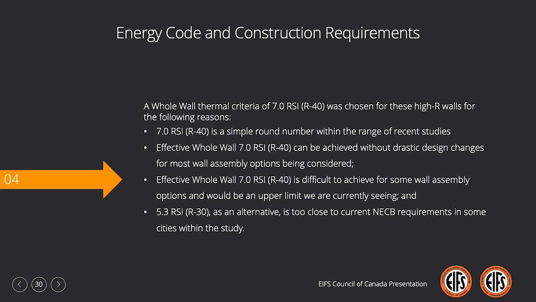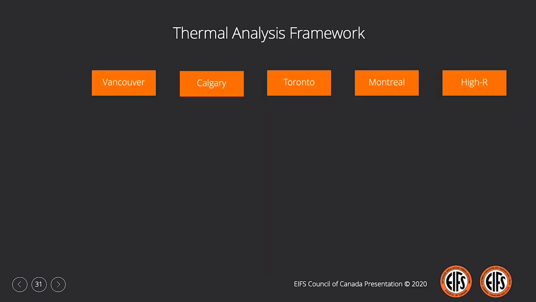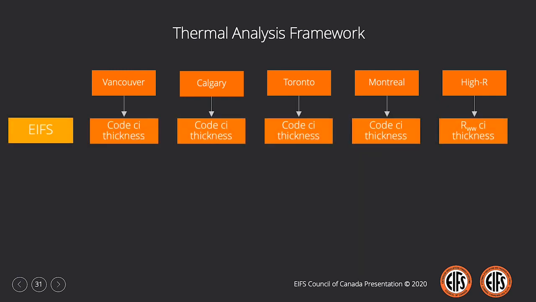So wrapping things up now in this segment of the video series, we have our 4 locations, Vancouver, Calgary, Toronto, and Montreal, as well as our high R wall system. For each location, we looked at the continuous insulation thicknesses required to conform to the applicable code requirement for each location on each building type.